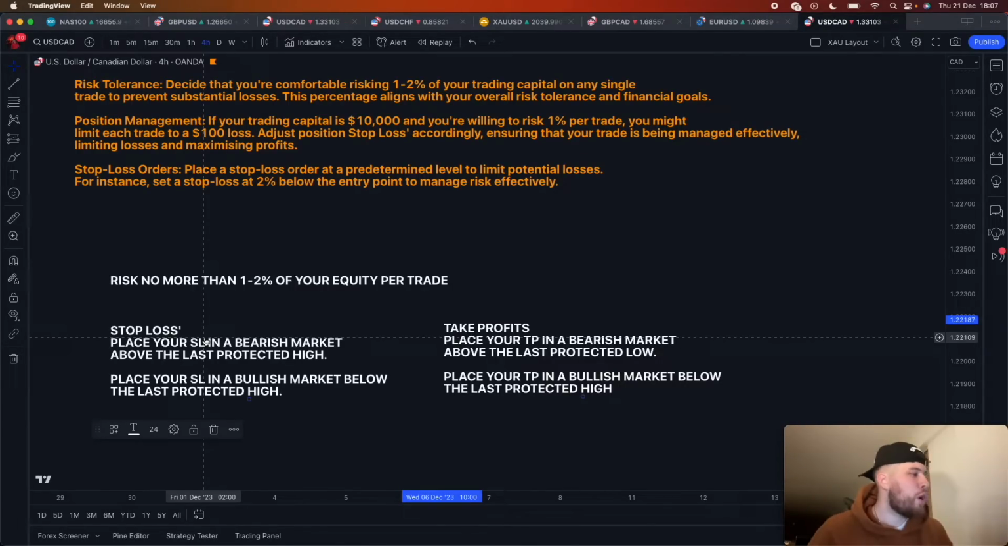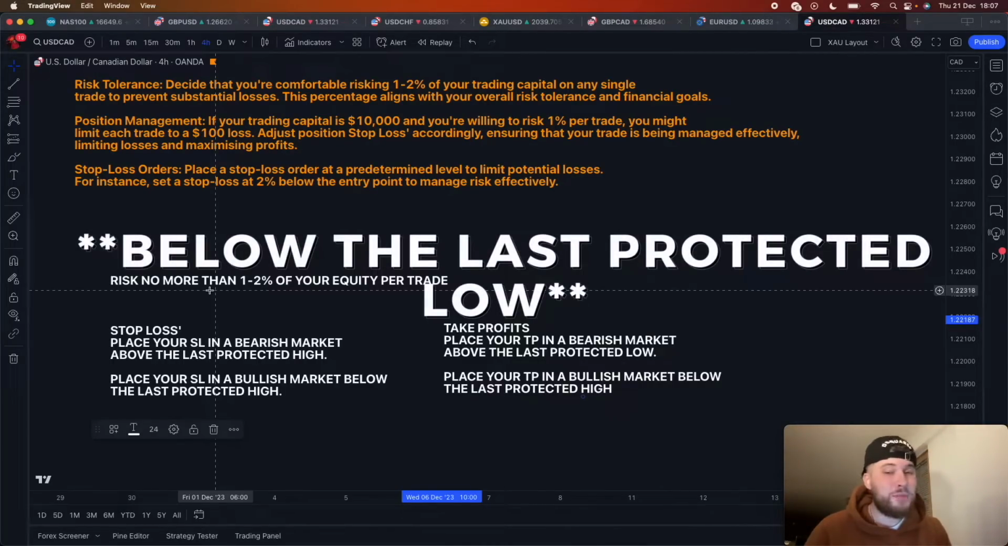And then in terms of our stop losses and take profits, when we are placing our stop losses in a bearish market, place our stop loss above the last protected high. In a bullish market, place our stop loss below the last protected low.